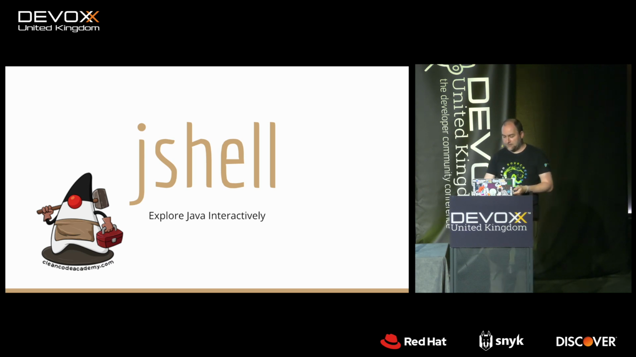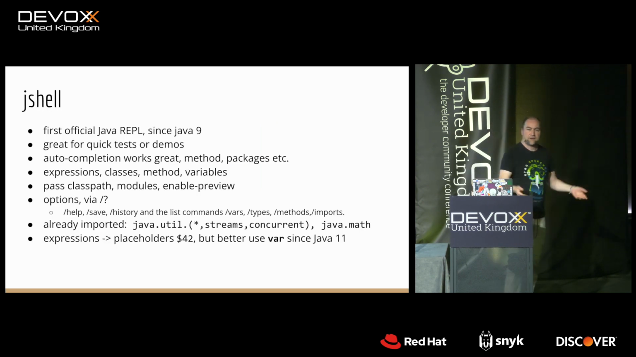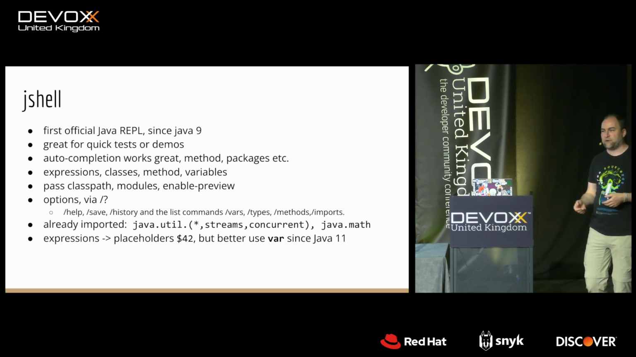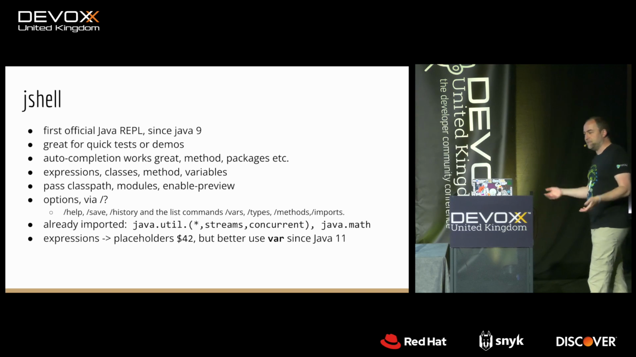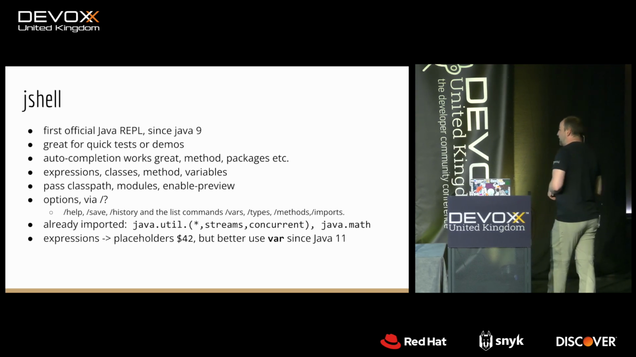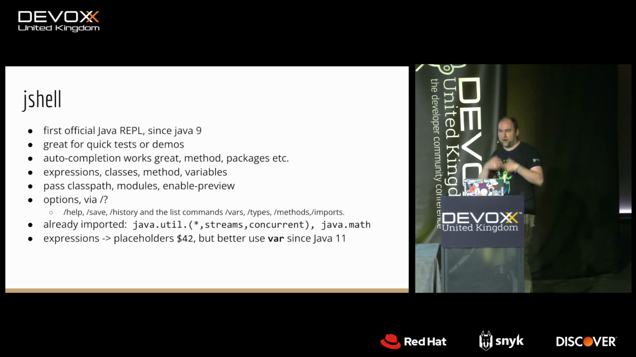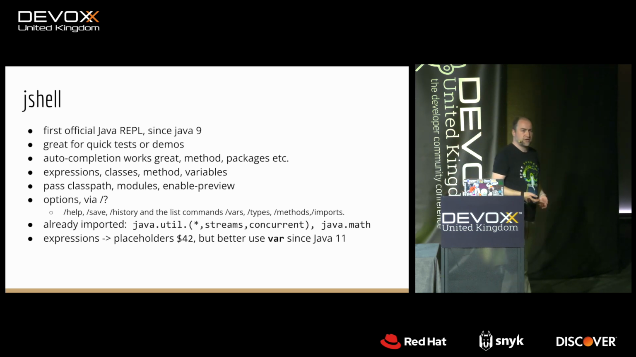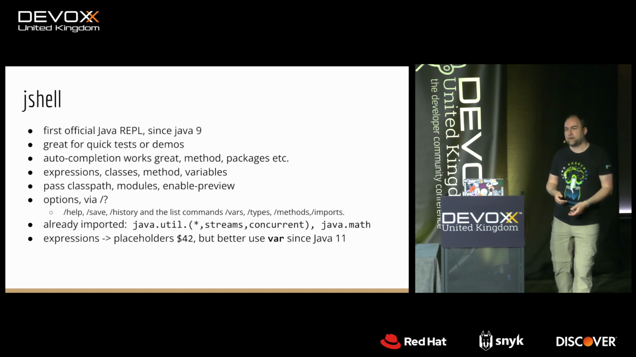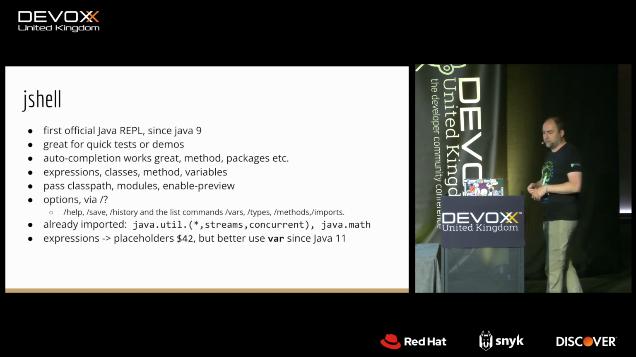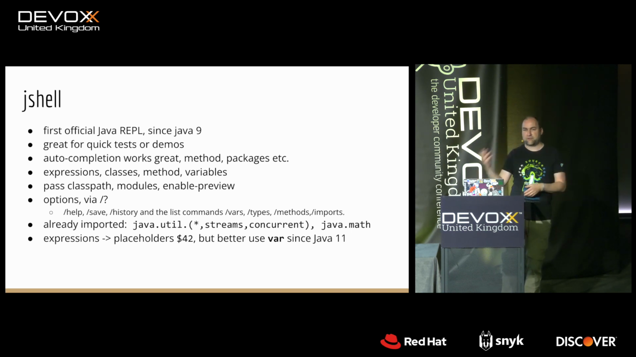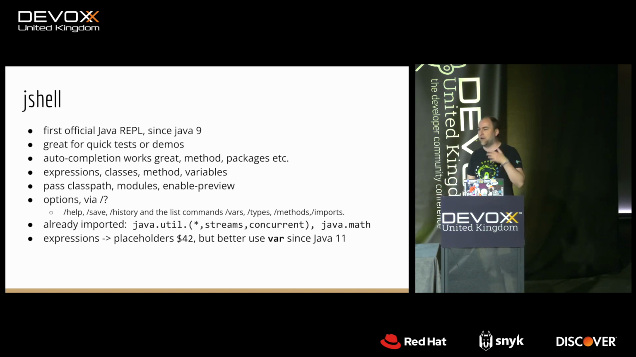JShell is a REPL for Java that has been around since Java 9. In the early days, it was a bit verbose because you had to declare types and stuff like that, which got much easier with Java 11, where you can just do var and provide real names. You can also provide class paths or module paths to JShell, so if you have external libraries that you want to use, you can provide these as well. And it can do a lot of stuff. It can compute expressions, define classes, methods, do lambdas, and so on.